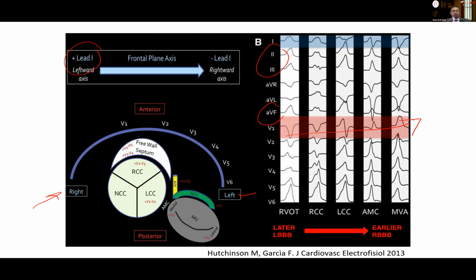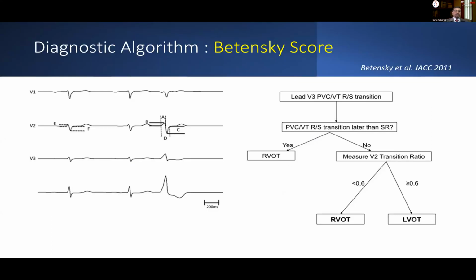But many researchers, many investigators have developed algorithms to precisely identify the location, so that when you send the patient for ablation, you could predict whether the location is the right side or the left side of the ventricle. One of the famous ones is the Penske score, published in JACC 2011.